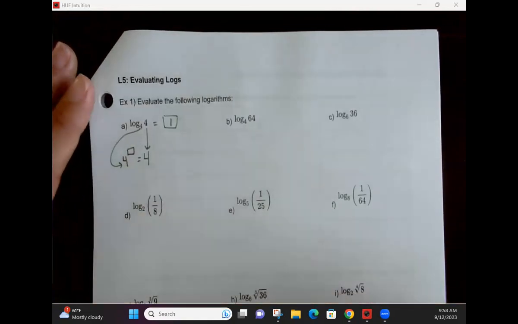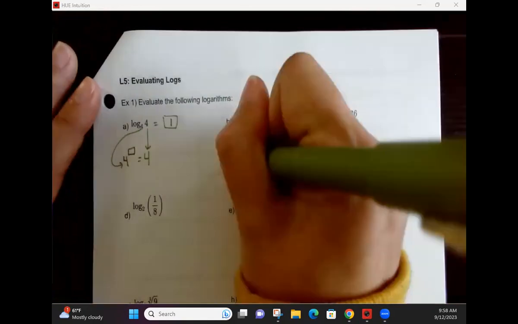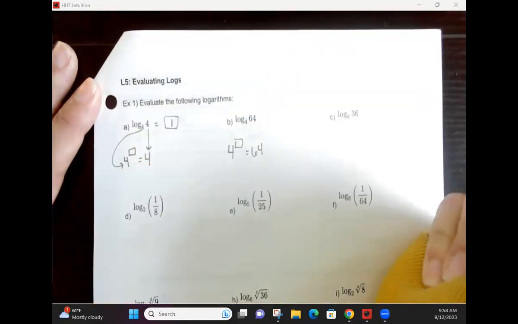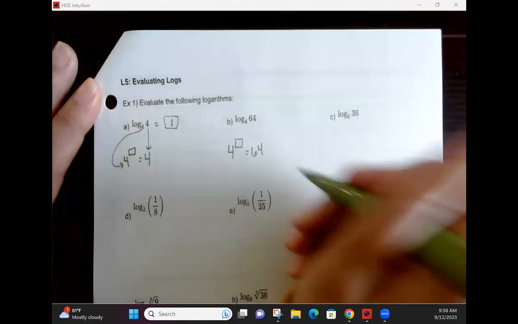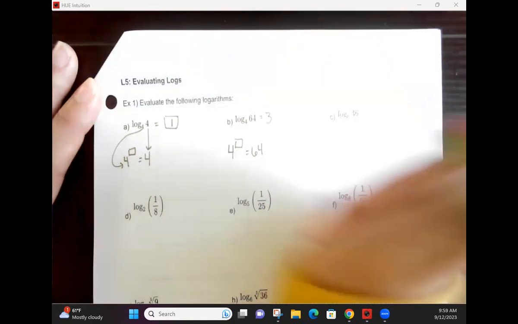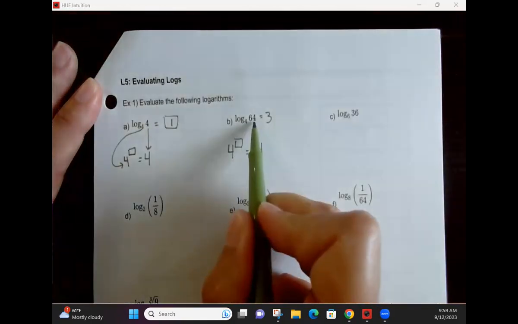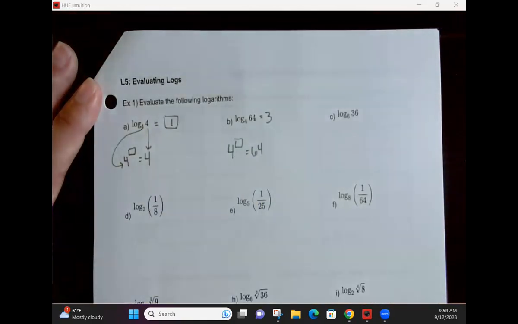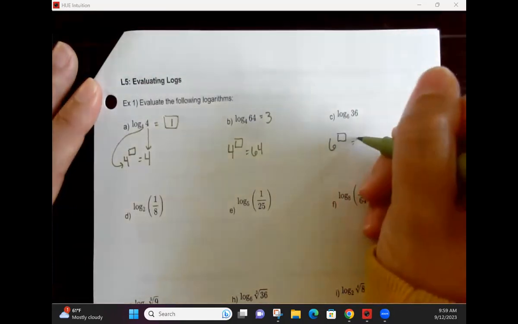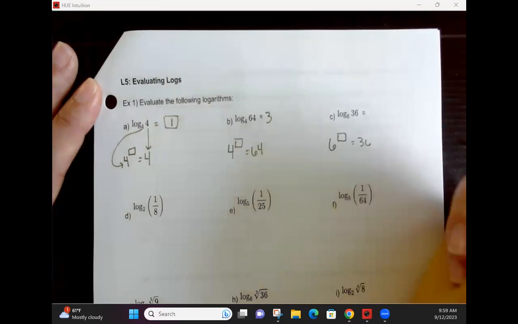For B, same idea. And again, I am someone for whom writing out the exponential form is helpful. So 4 to what power gives me 64? 4 to the third power. So that means log base 4 of 64 equals 3. And then same thing for C. This would be 6 to what power equals 36?